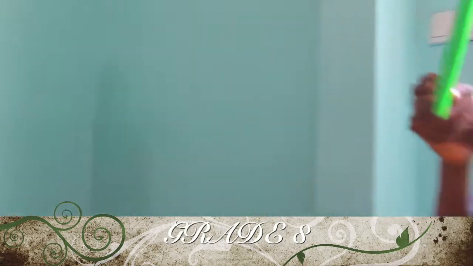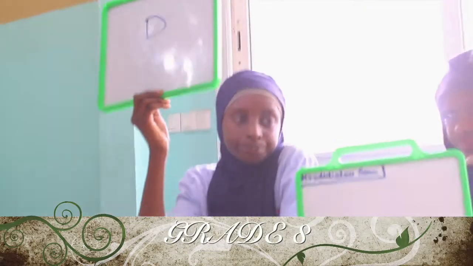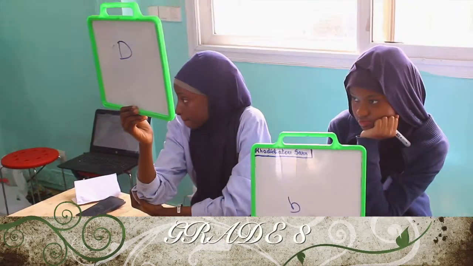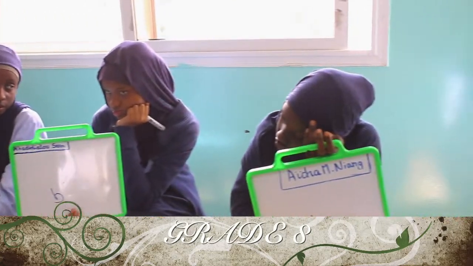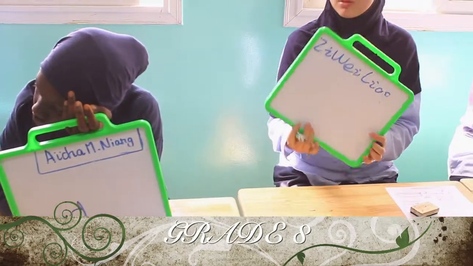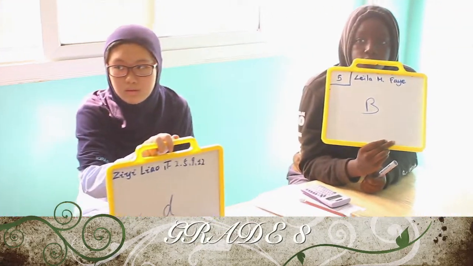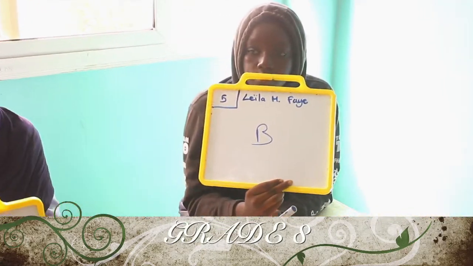Time is up. Okay, let's see. Raise your board. Okay, question 13. If you see B is correct. So B, Khadijah Tusar. Very good. Khadijah Tusar, yes. Aisha Magednya.